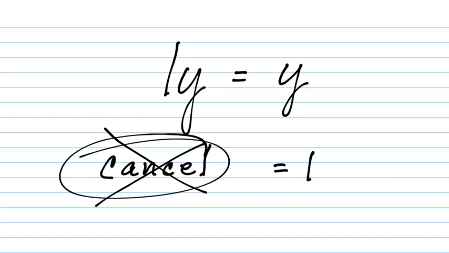You're going to see the word cancel a lot. You're going to hear it a lot. But it's not really true. Anything divided by itself doesn't cancel. Anything divided by itself becomes a what? 1, and you don't always have to write the ones.